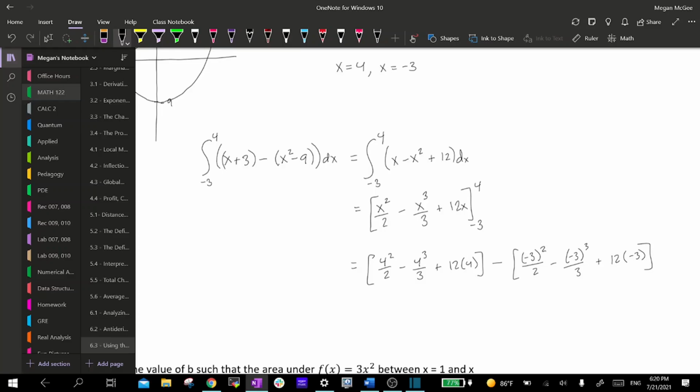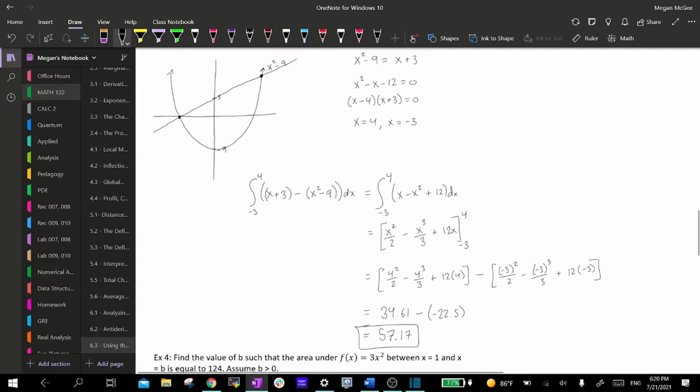All right, so I plugged all of this into a calculator and got 34.61 minus a -22.5, and so overall our final answer is 57.17. And that's our area between the two curves. All right, so we just found all of this area here.